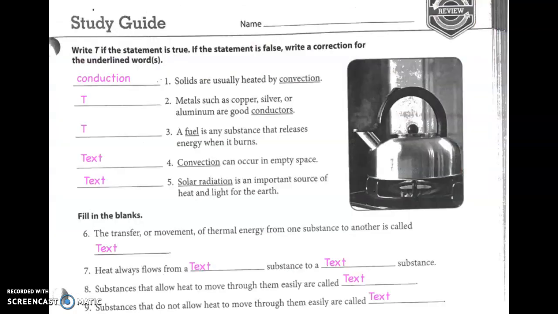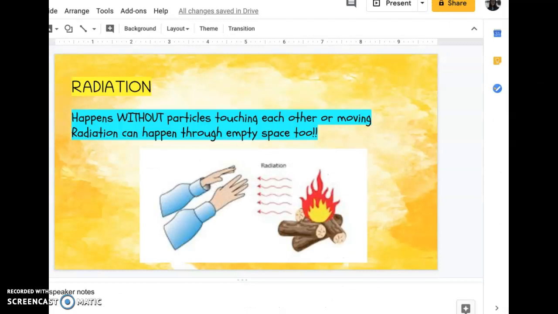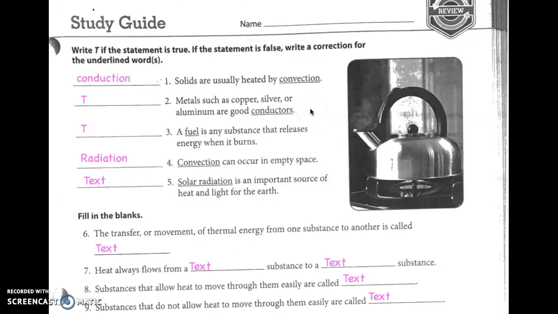Number 4, the type of heat transfer that occurs in empty space is convection. Convection can occur in empty space. Is this true or false? If you said false, you're correct. What is the type of heat transfer that happens through empty space? Radiation. And number 5, solar radiation is an important source of heat and light for the Earth.